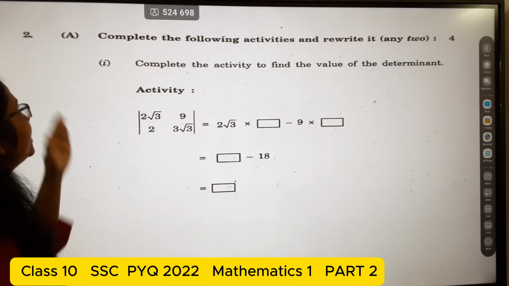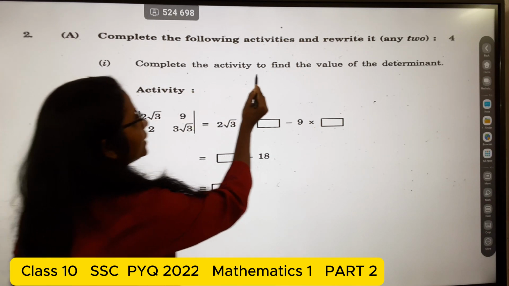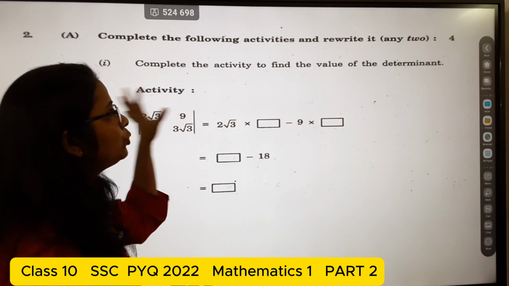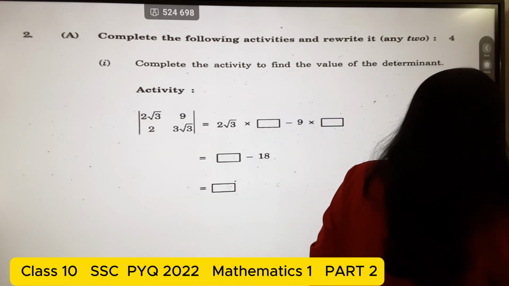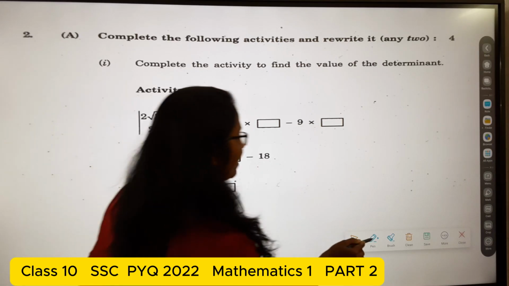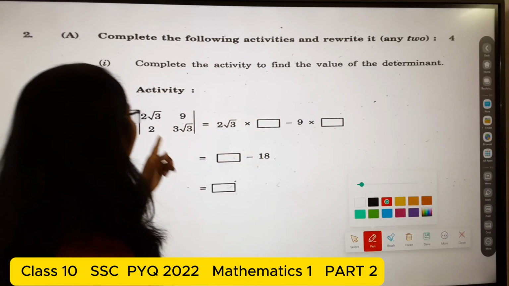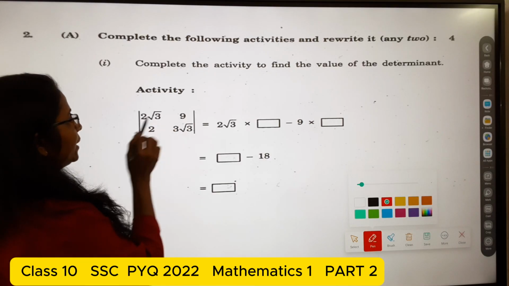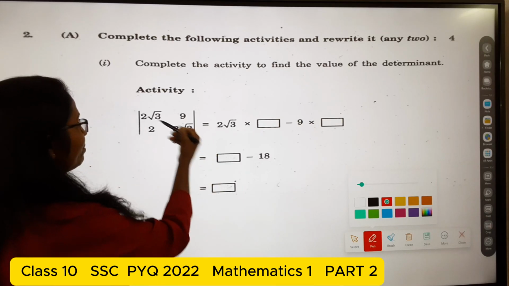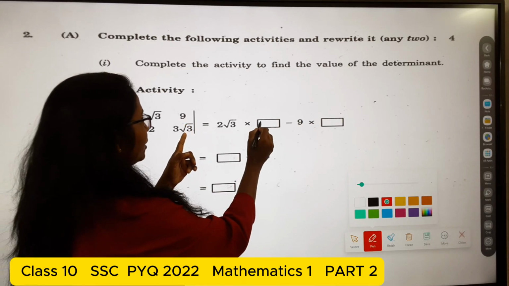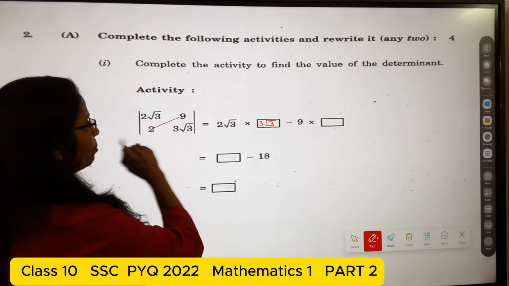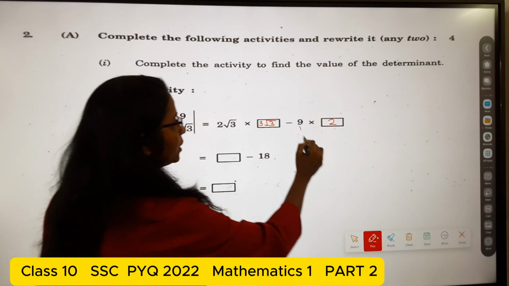So let us see that first question. Complete the activity to find the value of the determinant. This question is on the base of activity, students. So here in the determinant 2 root 3, 9, 2, 3 root 3. Here we know that is Cramer's rule. As per Cramer's rule, we multiply 2 root 3 by 3 root 3, minus 9 multiplied by 2. So now the 2 9s are 18.